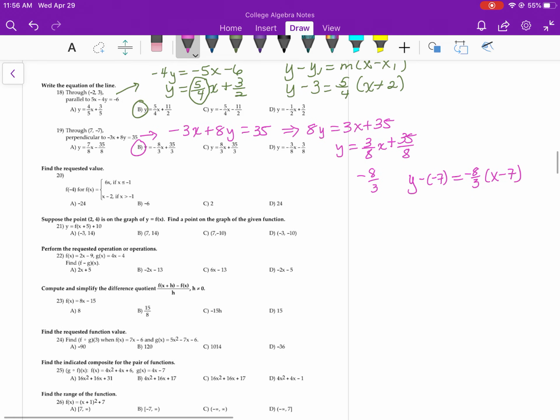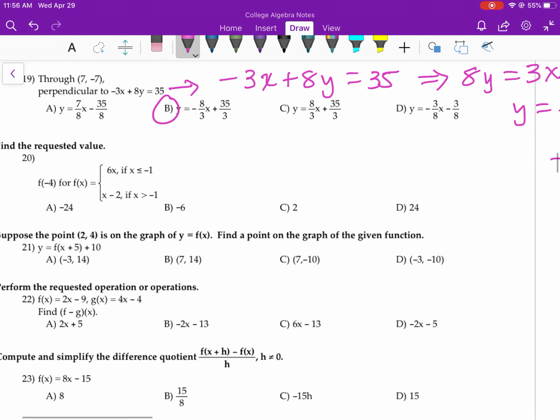And finally, number 20. If I'm finding -4, -4 is less than -1. So I'm just doing 6 times -4, and the answer is -24.